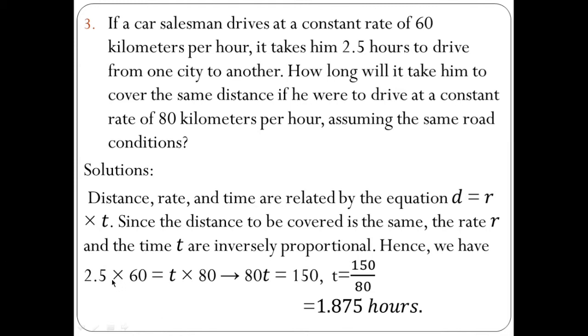So, 2.5 times 60 equals T times 80, okay? So, saan po galing yung 80? Dito. If he were to drive at a constant rate of 80, so T times 80. We have 2.5 times 60, we have 150. So 80 times T equals 150, then cross multiplication tayo, we have T equals 150 over 80.